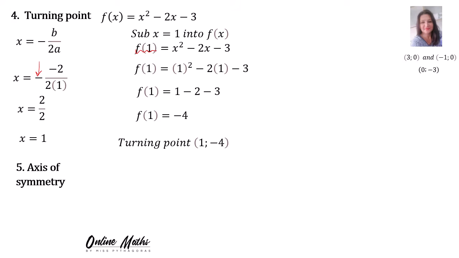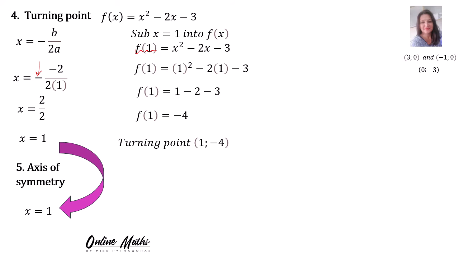Then, the last thing that we have to work out is the axis of symmetry. But remember, I said the x of the turning point is the axis of symmetry. And remember, x is equal to 1. That is indeed an equation of a straight line.